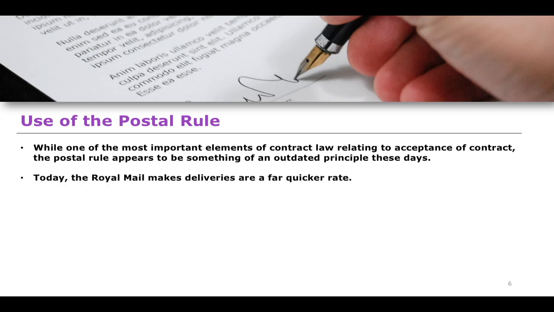Firstly, the Royal Mail makes deliveries far quicker, so it doesn't often take 4 days for a letter to arrive anymore. It often will take 1 or 2. This means that this big time gap in which the acceptance is valid but is not communicated is a lot smaller in most circumstances, so this lowers the risk of being able to sell the property to a third party having not known about the communication of the acceptance.